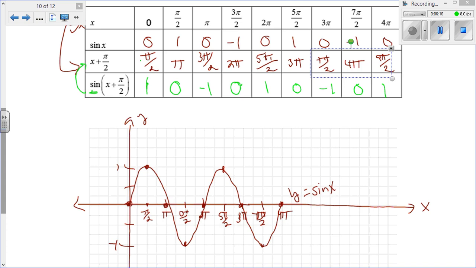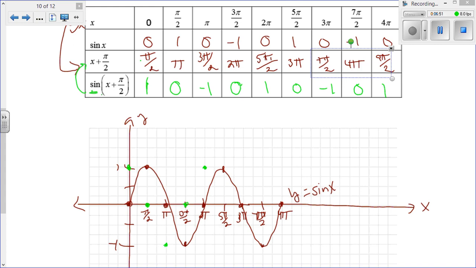So when x is 0, I'm doing 0 plus pi over 2, I have 1, so I'm up here. And then when x is pi over 2, my answer is 0. And when x is pi, my answer is -1. When x is 3 pi over 2, my answer is 0. And then at 2 pi, my answer is 1.